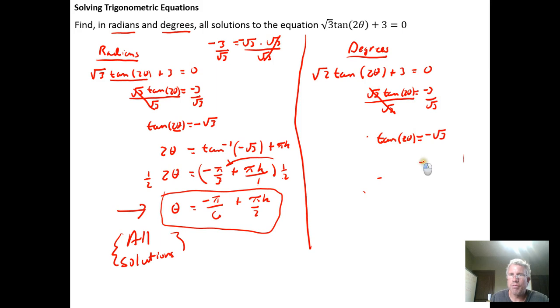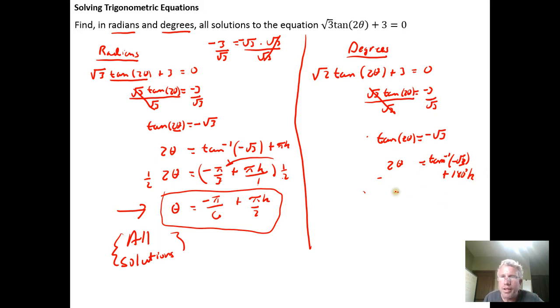We would apply the inverse to both sides, so we would get 2 theta equals tan inverse of negative square root of 3. And then we would say, the period of the tangent function is pi radians or 180 degrees. So in degree world, we're going to repeat our solutions plus every 180 degrees times k.